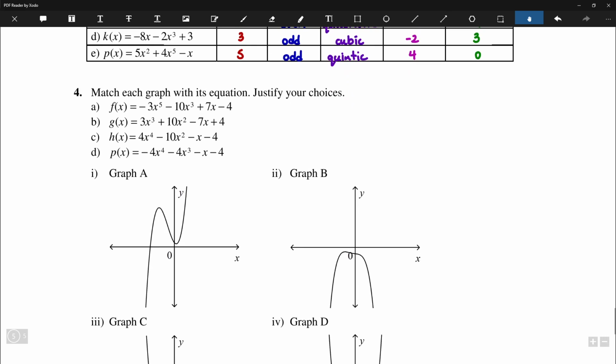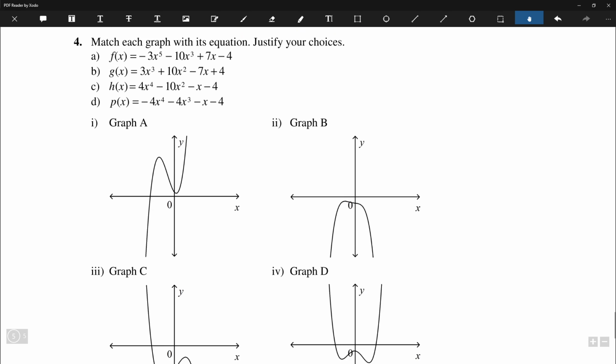Let's move on to number 4, matching graphs to equations. So the first equation is negative quintic, so we know that the graph must come from quadrant 2 and end in quadrant 4, so therefore it is graph C that matches with A.